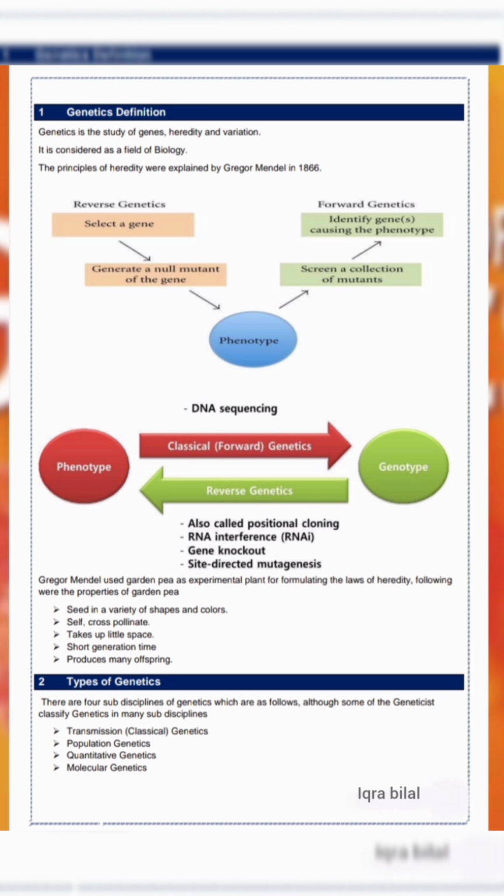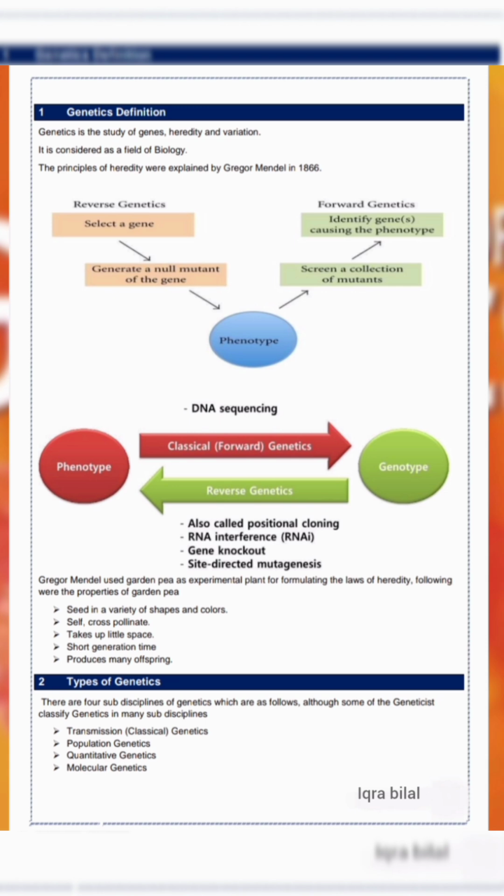Forward genetics is a molecular genetic approach of determining the genetic basis responsible for a phenotype. Forward genetics provides an unbiased approach because it relies heavily on identifying the genes or genetic factors that cause a particular phenotype or trait of interest. In forward genetics, we screen a collection of mutants to identify the gene causing the phenotype. Methods include DNA sequencing, also called positional cloning, RNA interference, gene knockout, and site-directed mutagenesis.